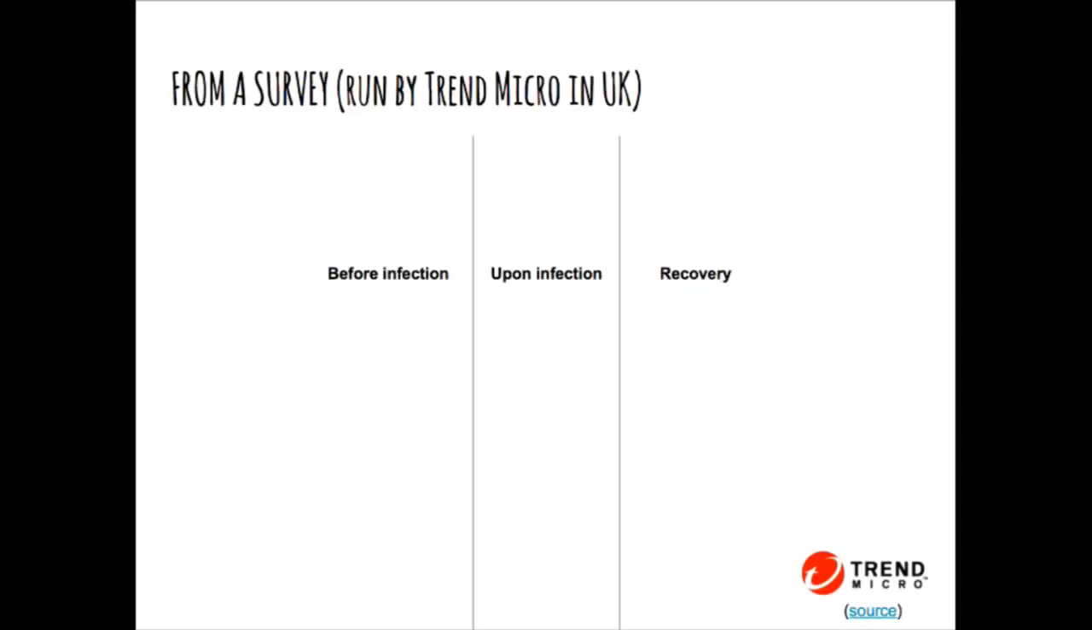So Trend was kind enough to run a survey in the UK among about 300 companies in the tech manufacturing business, having about 1,000 employees, so not so small, not so large companies. And they were asked what was their posture on ransomware infections. Those who weren't infected were asked, what would you do in case of a ransomware infection? And those who were infected were asked, what did you do once you knew that you were infected, and how it worked out from a data recovery perspective.